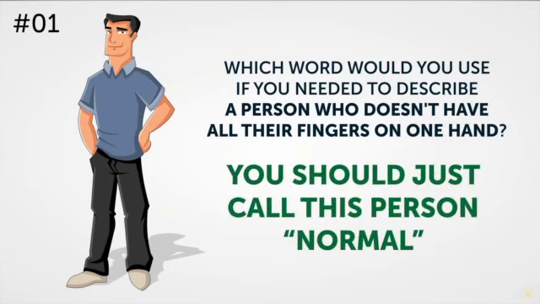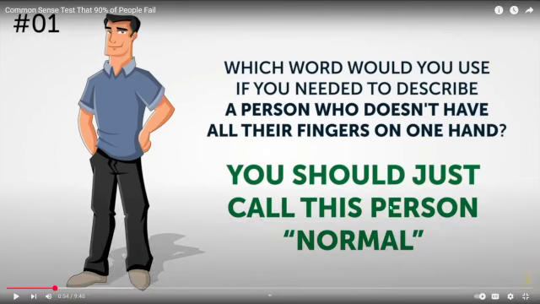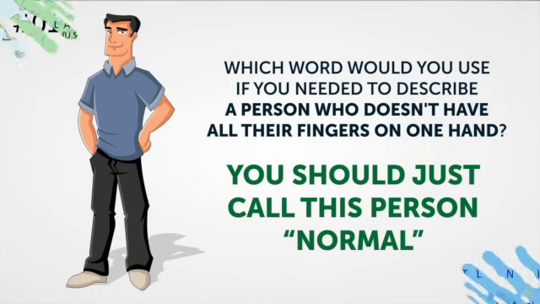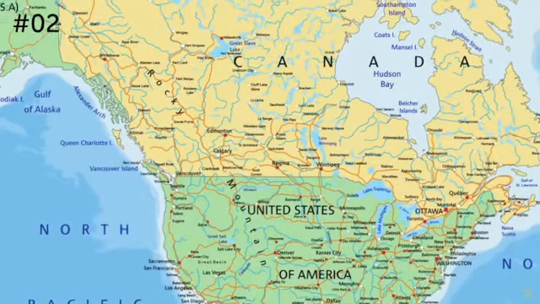Just a person. Hey, look at that person over there. Just a person. You should just call this person normal. Well, I basically did that. I didn't include the word normal, but I said person. At least I'm not morally wrong. I don't know about you, but I have all 10 of my fingers divided onto 2 hands with 5 on each. Yeah, me too.